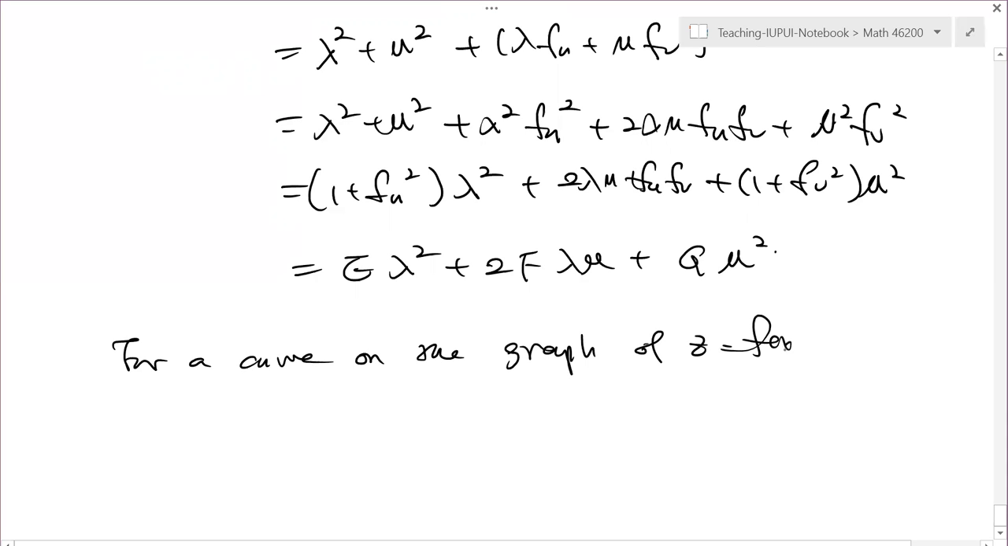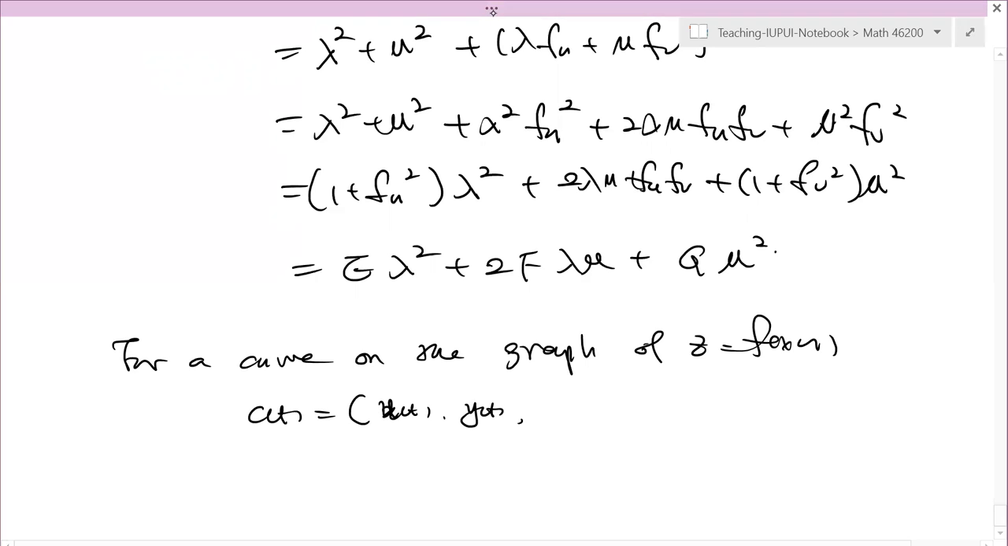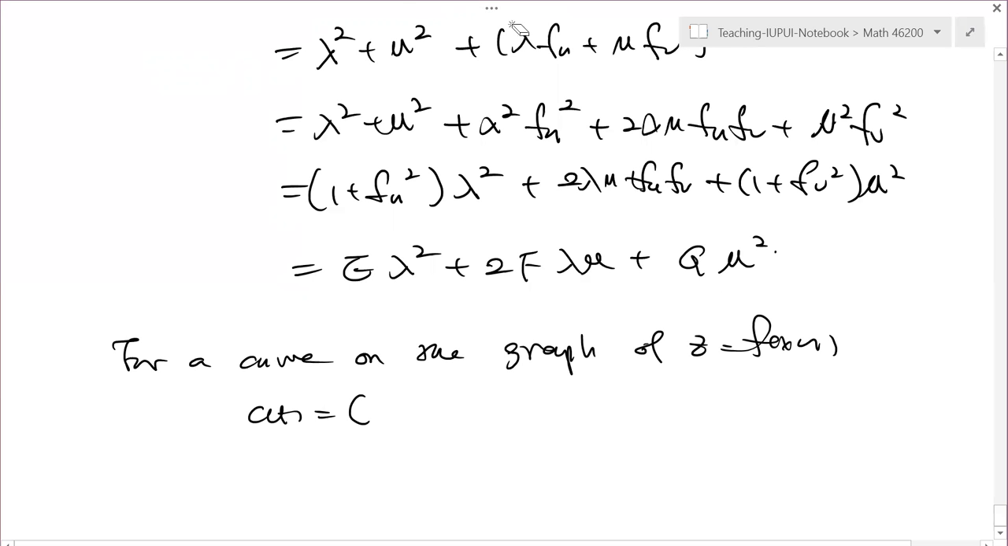The graph z equals f of x, y, right? How do you describe a curve on it? Well, the curve is (x of t, y of t). If you use components, it's just (u, v). If you use the extended surface patch, it's better to do that. So you have (u of t, v of t, f of t). This is a trick.